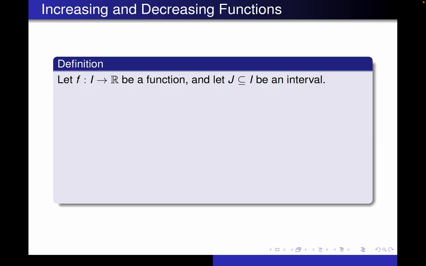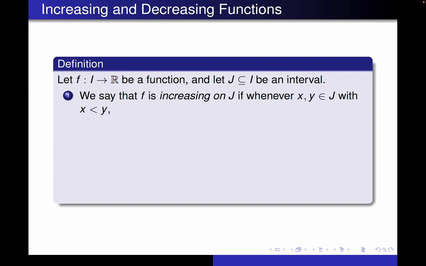So for instance, if you have a function f from an interval I to the real numbers, as a real valued function, and if J, a subset of I, is an interval, it doesn't have to be the same interval, it could be just an interval inside of our domain, we say that f is increasing on J if whenever x and y are in J and x is less than y, then f of x is less than or equal to f of y. So from a graphical perspective, this tells us that either the graph is going uphill or it's flat.